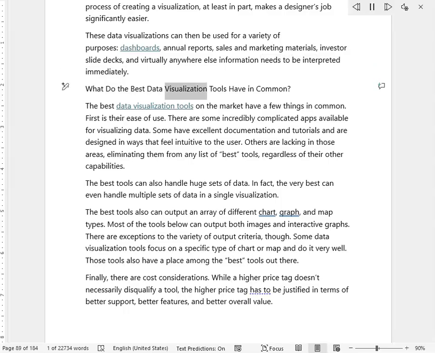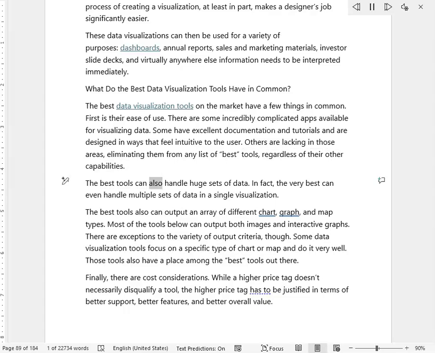What do the best data visualization tools have in common? The best data visualization tools on the market have a few things in common. First is their ease of use. There are some incredibly complicated apps available for visualizing data. Some have excellent documentation and tutorials and are designed in ways that feel intuitive to the user. Others are lacking in those areas, eliminating them from any list of best tools, regardless of their other capabilities.